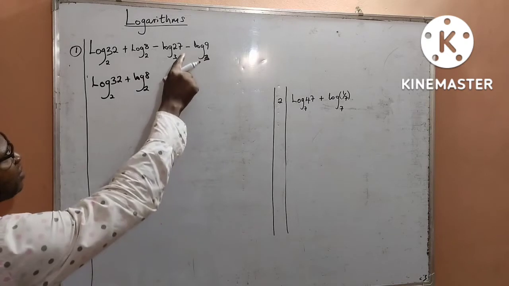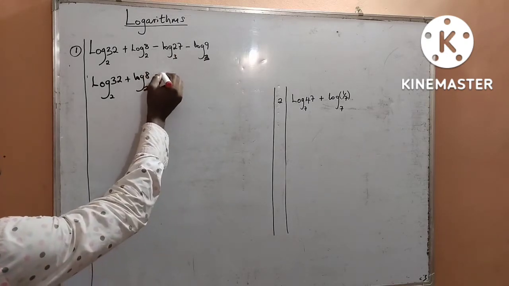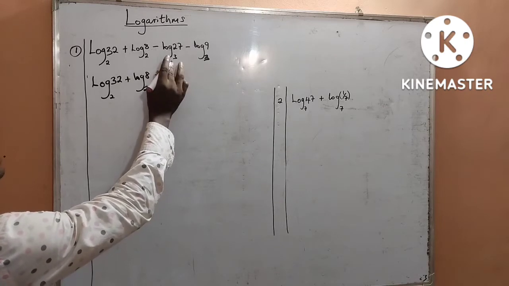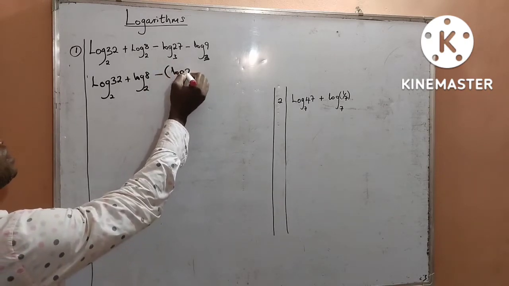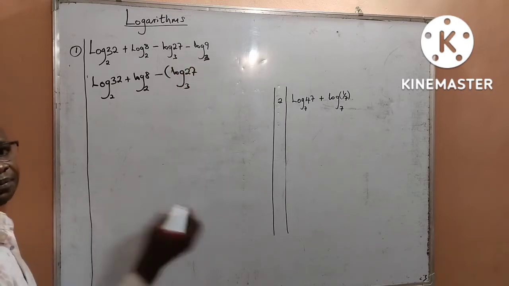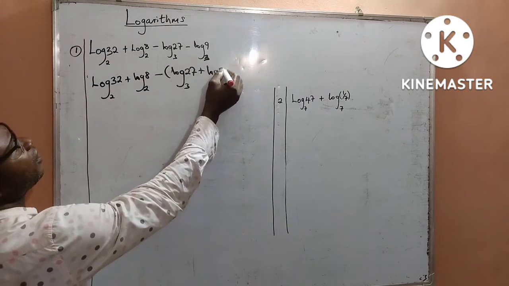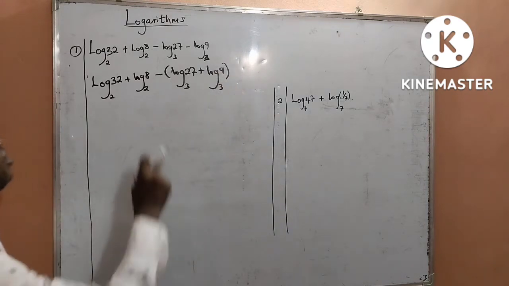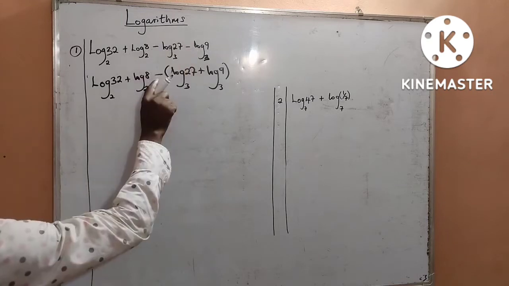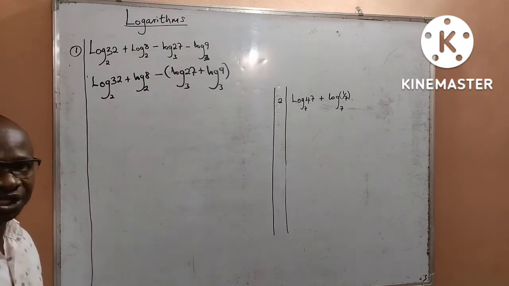What I will do is factor out the minus outside so that I can have inside the bracket the log of 27 base 3 plus the log of 9 base 3. Good. I have factored out the minus outside the bracket, so what I have inside the bracket now is addition.